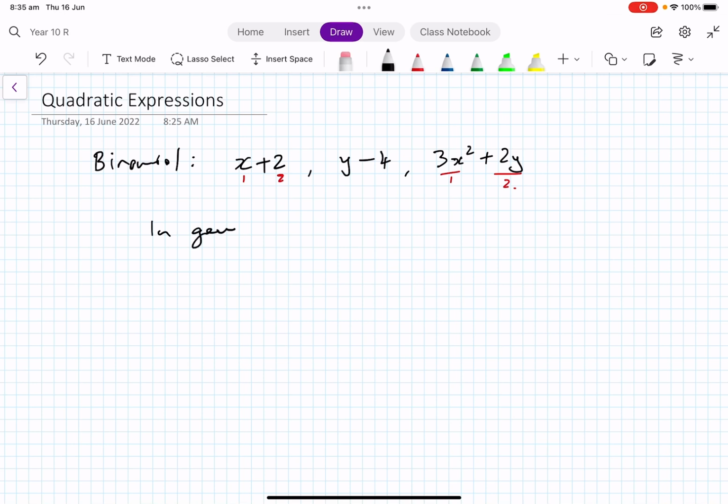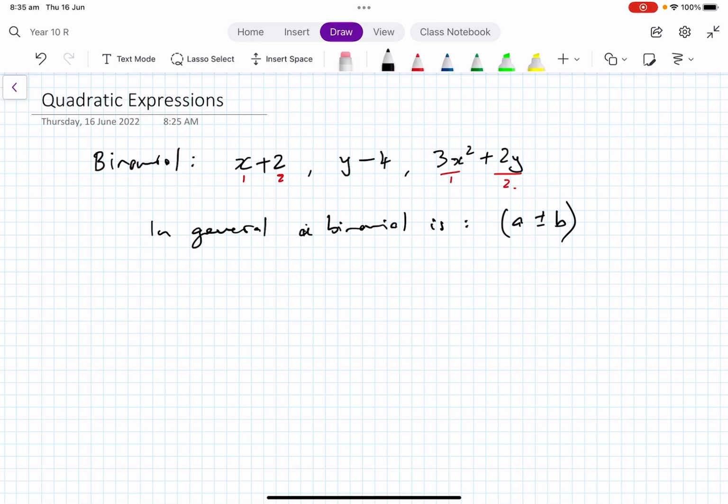In general, a binomial is a plus or minus b, where a and b could be all kinds of things, including variables or expressions. But you can't have an expression within an expression. It's got to be like x plus 2, y minus 4, 3x squared plus 2y, 2y squared minus 3a. All those things are binomials.